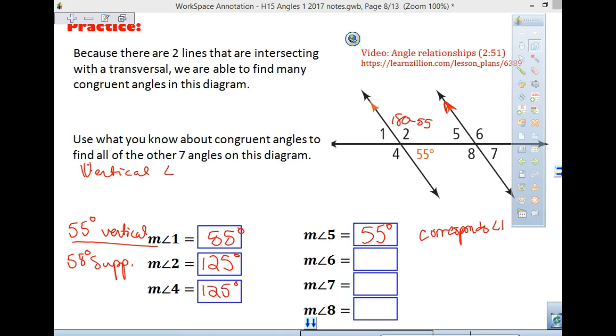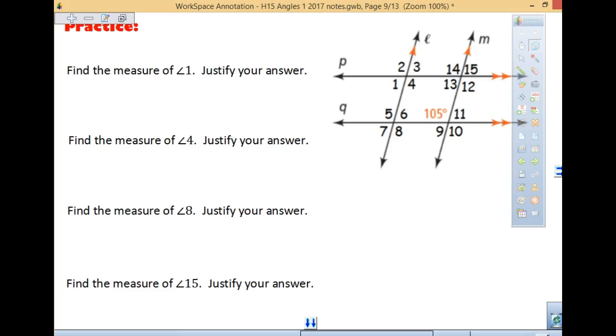So 125 for 6, because they are supplementary. Please make sure you put in that degree symbol. 55, 5 and 7 have to be the same, they are vertical. And 8 is also going to be 125 degrees. Nice job as you were doing that. Most of you were able to do that pretty quickly.